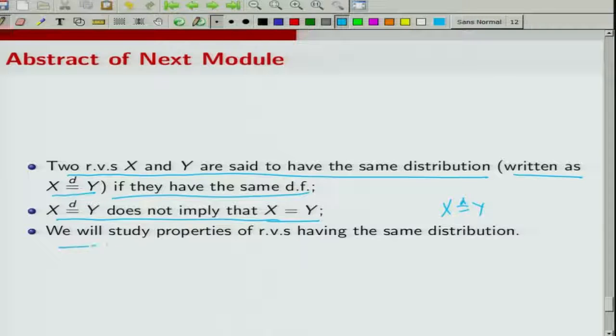So in the next module we will study properties of random variables having the same distribution. So that was all for this module.